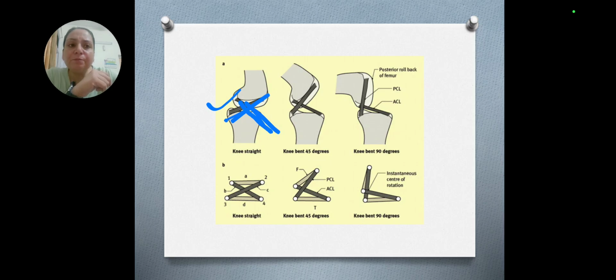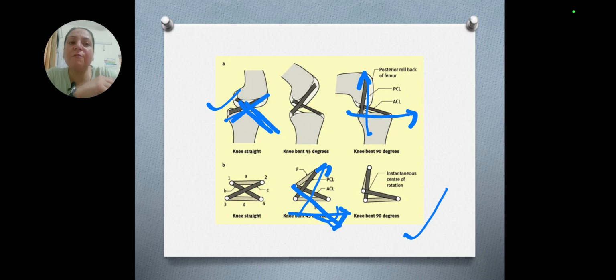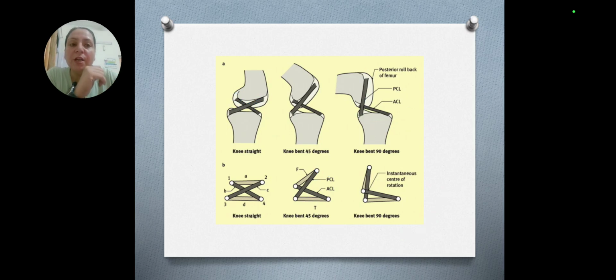Now if you can see this, in 90 degrees of flexion the PCL has got a vertical orientation, whereas the ACL has got a horizontal orientation. In the 90 degree bending condition, the PCL fibers are almost vertically oriented, and the ACL fibers are almost horizontally oriented. You can see this in the diagram. So the instantaneous axis has changed, and the orientation of the fibers has changed. This is very much important. When the knee is straight, both ACL and PCL are taut. When the knee is 45 degrees bent, you can see the PCL is taking the vertical orientation.